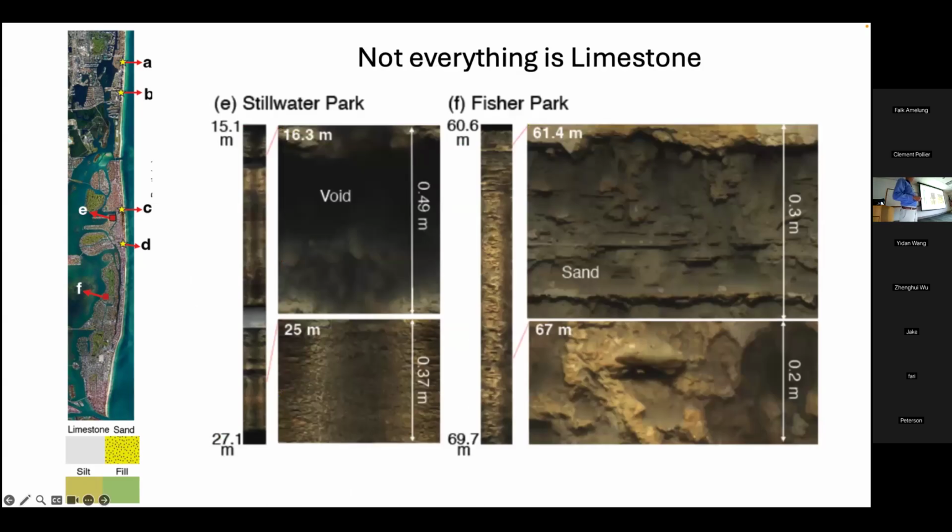There are a couple of places where we have information on the geology from USGS drill holes, further south in Miami Beach, Stillwater Park. That's quite surprising. There's actually, at 16 meters, a void, a significant void. Half a meter of material or so is missing. At greater depth, it looks like what we expect for the limestone. In other places, Fisher Park, there is significant sand in the limestone. Most of it is limestone, but we do have those sandy layers.